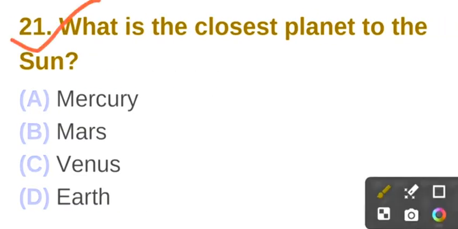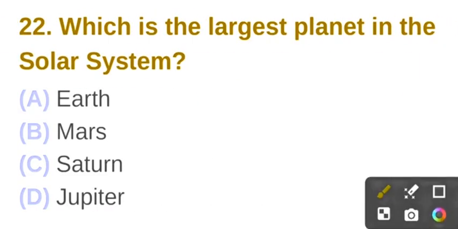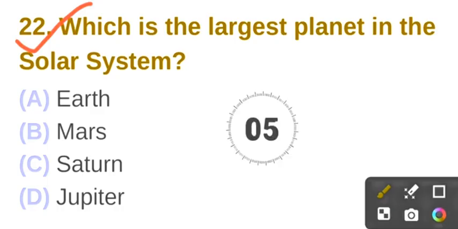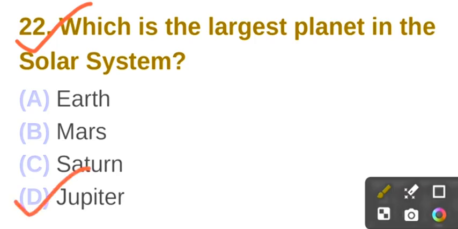Question number 21. What is the closest planet to the Sun? The correct answer is option A, Mercury. Question number 22. Which is the largest planet in the solar system? The correct answer is option D, Jupiter.